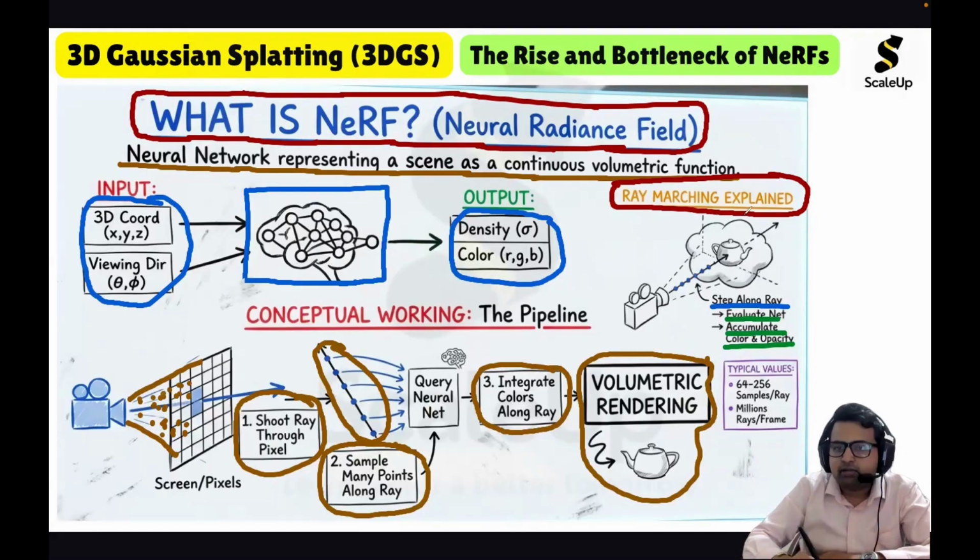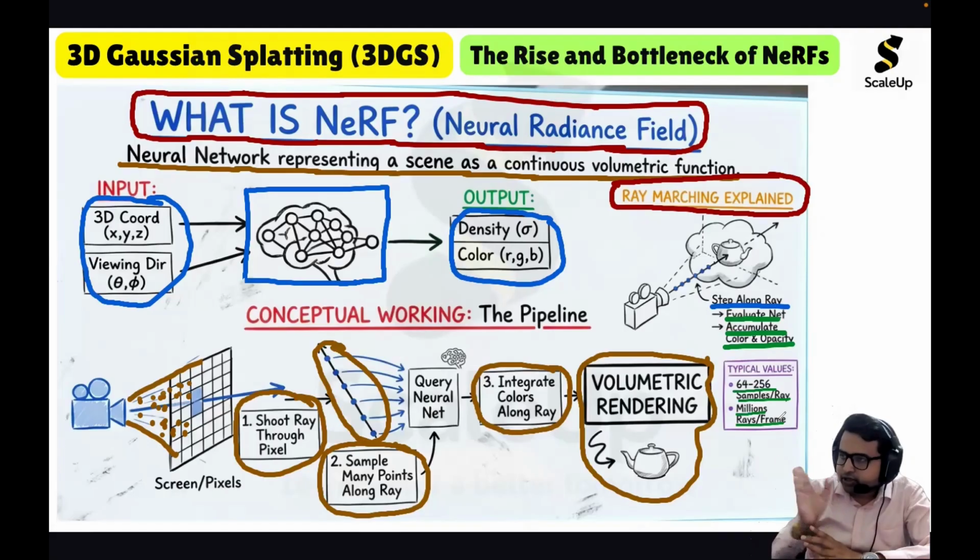Typically along a ray, you can have 64 to 256 samples per ray. And for a frame, you should be having millions of rays, because this is just one point of view. Then you'll shift a bit, then a second angle, then a third angle, like that millions of points you have to cover. And that is what the bottleneck is.